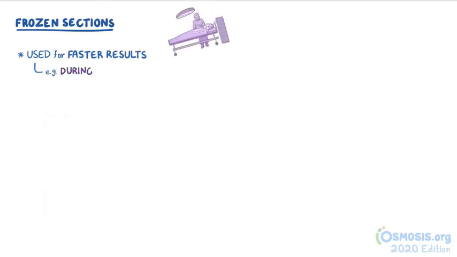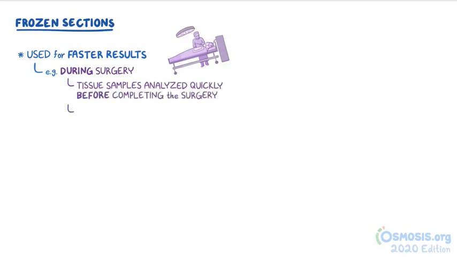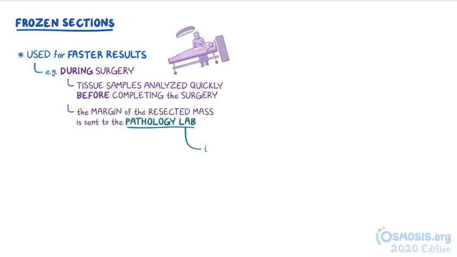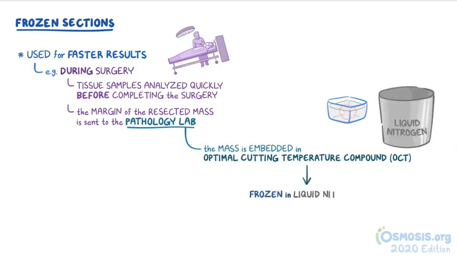For example, during surgery, if the surgeon is removing a tumor, the surgeon may need to make sure all the unhealthy tissue is removed by having tissue samples analyzed quickly by a pathologist before completing the surgery. To do this, the margin of the surgically resected mass is sent to the pathology lab, where the mass is embedded in a compound called optimal cutting temperature compound, or OCT for short. It's then rapidly frozen in liquid nitrogen.